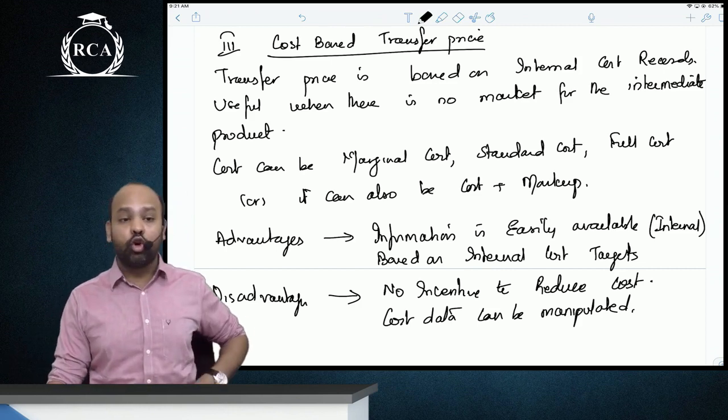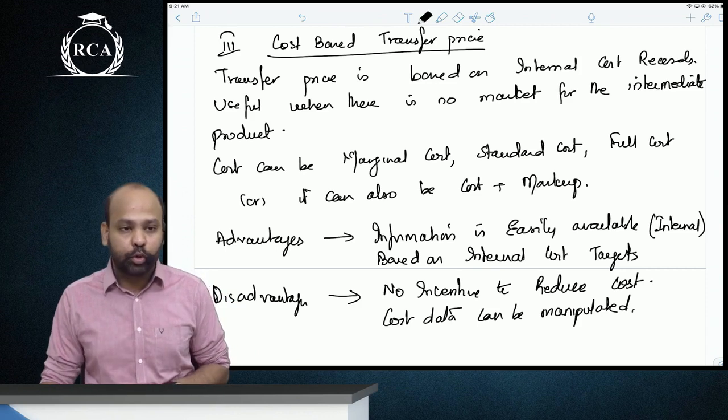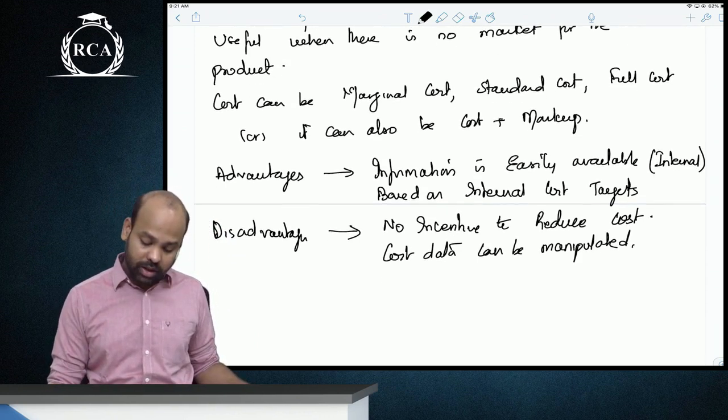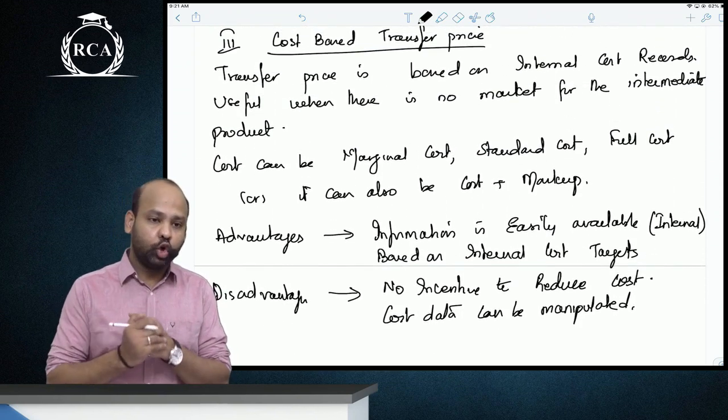So first, beta, it should be based on internal cost records. Useful when there is no market for the intermediate product. Advantages and disadvantages. नहीं हुआ है तो pause करके copy कर लो बेटा. If you're not done with this, beta, please pause and copy this. Understood, sir? Please pause and copy this part, guys. I'm waiting. 1, 2, 3.